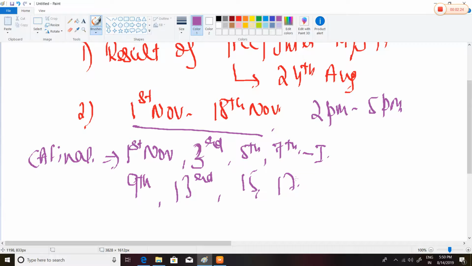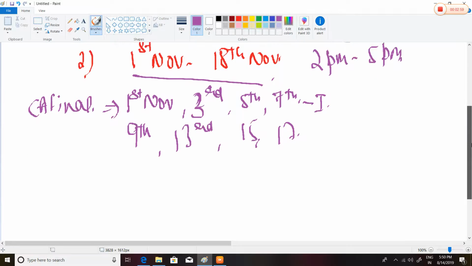Now why is there 13th after 9th? See, on 10th of November there is some festival, I think Eid or so. And on 12th of November there is a holiday on account of Guru Nanak Jayanti. So that's why 13th, 15th, 17th.